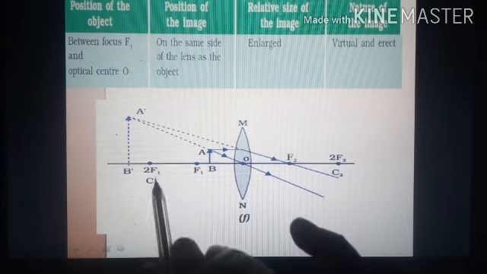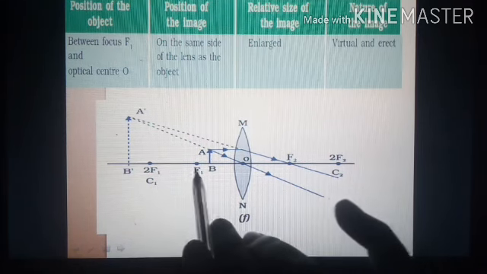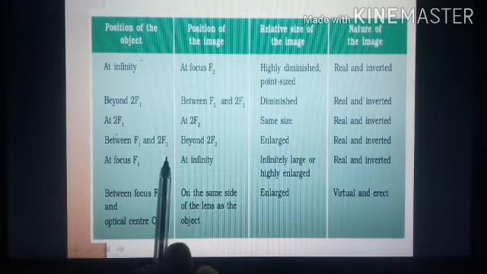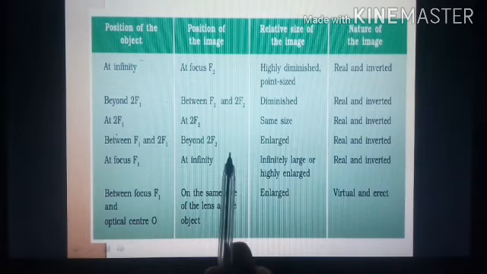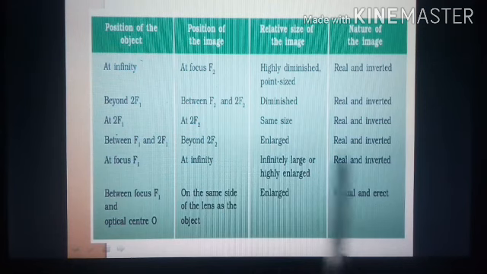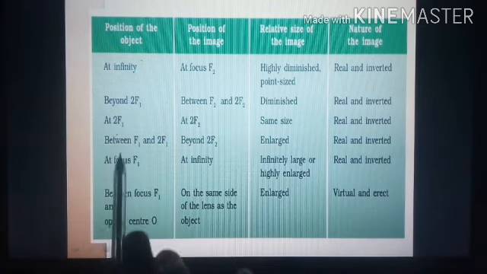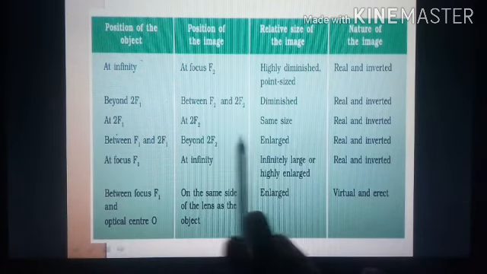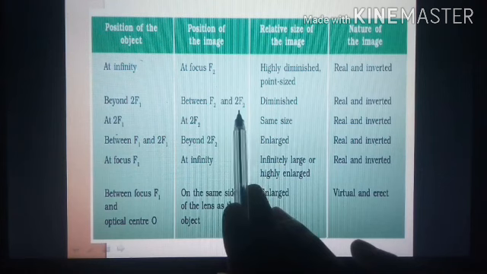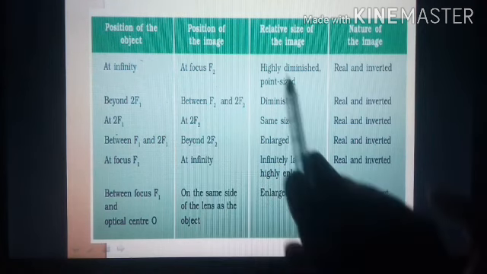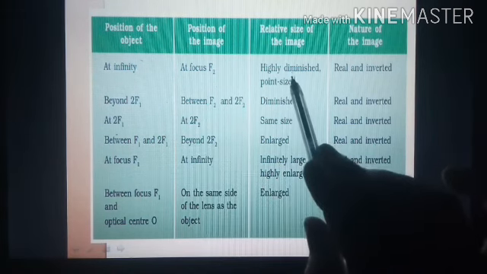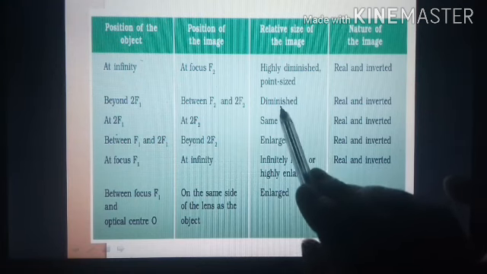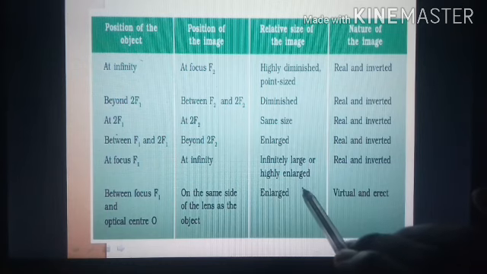So these six object positions are tabulated here: at infinity, beyond 2F1, at 2F1, between F1 and 2F1, at F1, and between F1 and the optical center. As the object moves towards the optical center, the position of the image moves away from the optical center: at focus, between F2 and 2F2, at 2F2, and so on. The size also goes from highly diminished, point size, to diminished, same size, enlarged and highly enlarged.